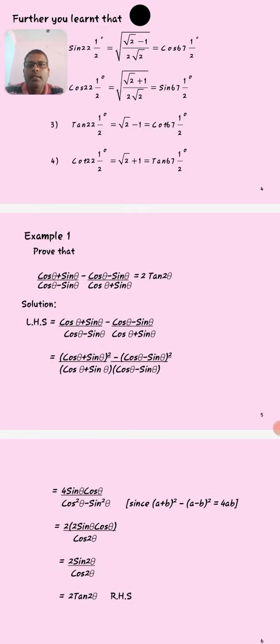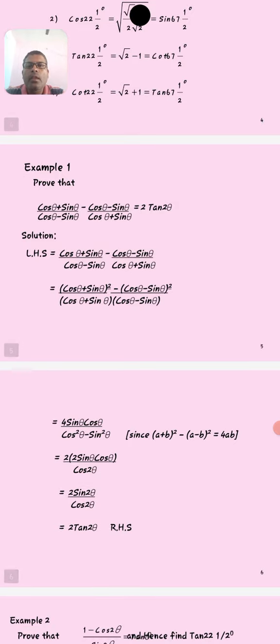Now we see example number 1. Prove that (cos theta plus sin theta) divided by (cos theta minus sin theta) minus (cos theta minus sin theta) divided by (cos theta plus sin theta) is equal to 2 tan 2 theta. Now we see the LHS: (cos theta plus sin theta) divided by (cos theta minus sin theta) minus (cos theta minus sin theta) by (cos theta plus sin theta).